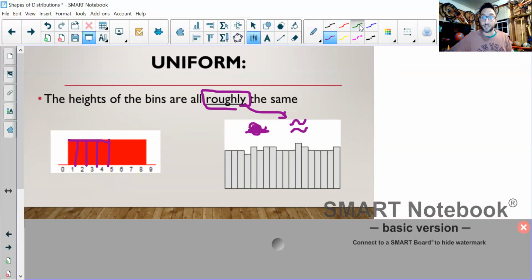And notice here, if something's uniform, it's also going to be pretty symmetric. This red distribution is perfectly symmetric. That's not a very good line. This gray distribution over here is pretty symmetric. Not exactly the same on the left and right, but pretty symmetric.